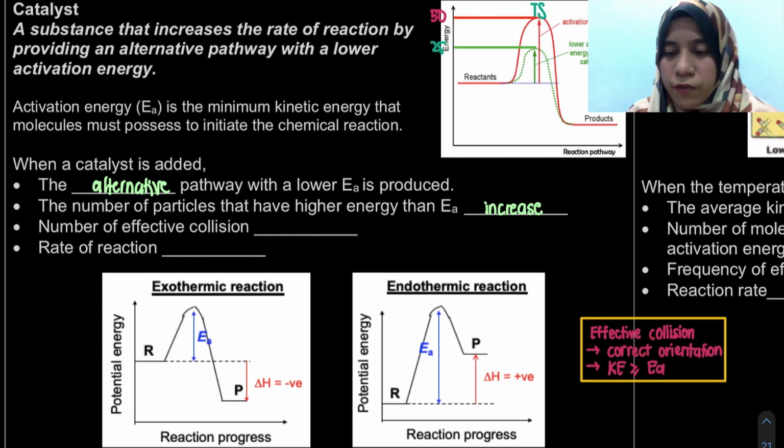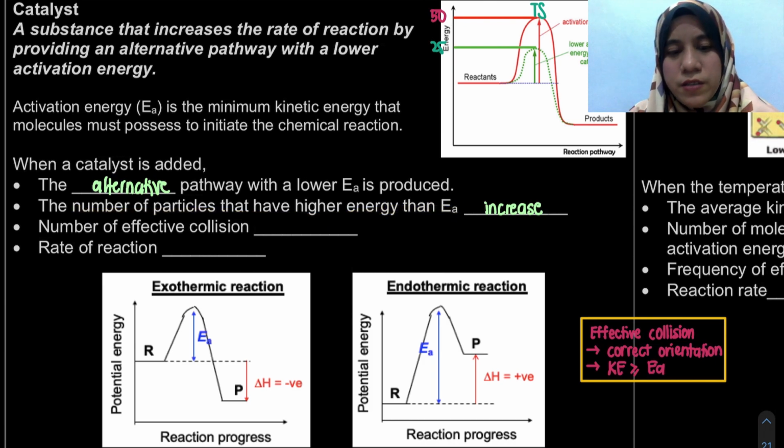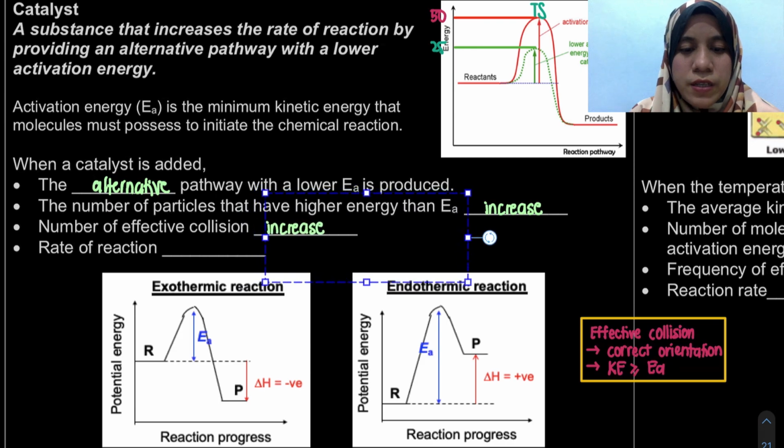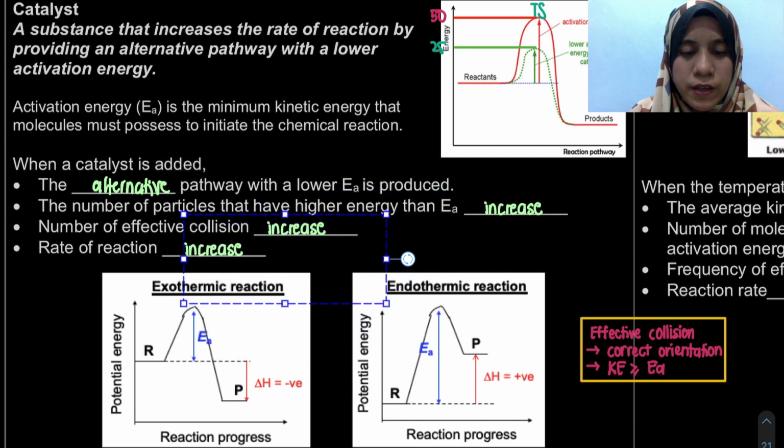Remember that for an effective collision, the requirement is that first, it must collide in the correct orientation. Then the next is the kinetic energy must be equal to or greater than our activation energy. So when the number of particles that have higher energy than activation energy increases, what will happen? The number of effective collisions also increases, as well as the rate of reaction.